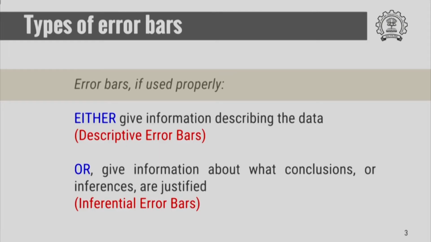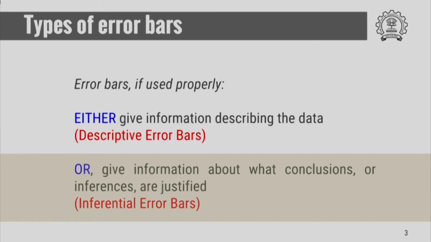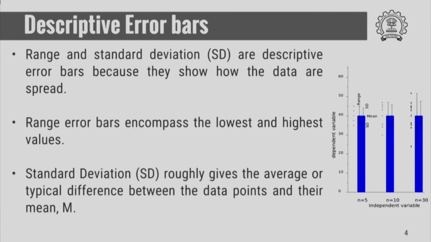Now, let us talk about the types of error bars. Error bars, if used properly, either give you information describing the data and they are called descriptive error bars, or they give you information about what conclusions or inferences are justified, and those error bars are called inferential error bars.